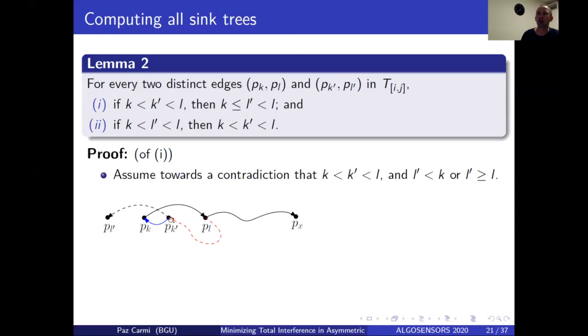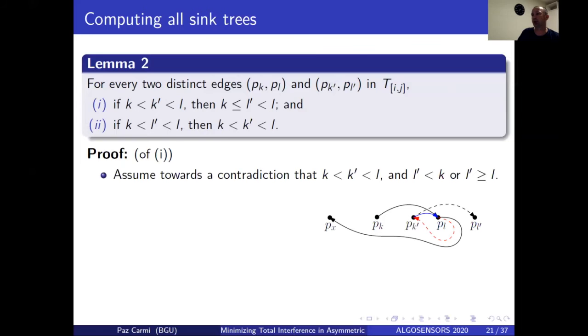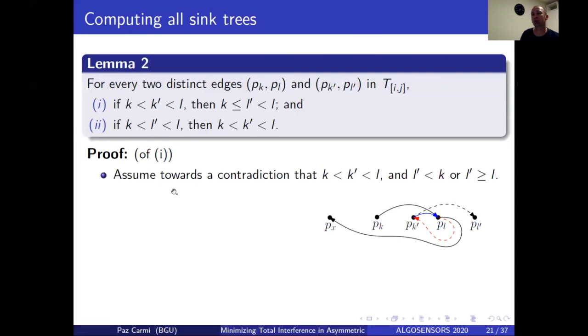In this case, we can just change the edge from PK prime to PL prime to go only to PK, and we have a path from PK prime to our sink, which results in a tree with less weight. Again, this is in contradiction to the optimality of the tree that we had. The same is true here, that we can replace the edge PK, PL by the edge PK prime, get a tree with less weight, and again we got a sink tree with less weight, which contradicts the minimality of the optimal tree. And the same here. Okay, so this is the lemma we just proved. Bullet 2 is exactly the same.